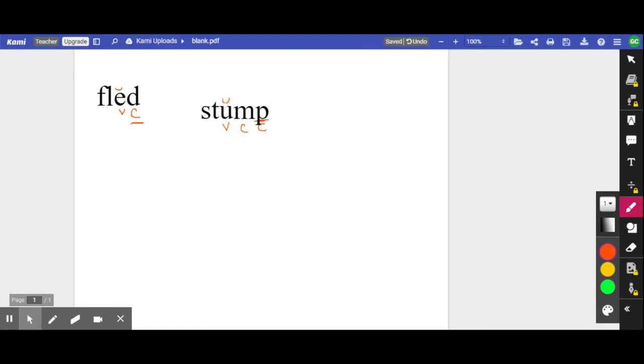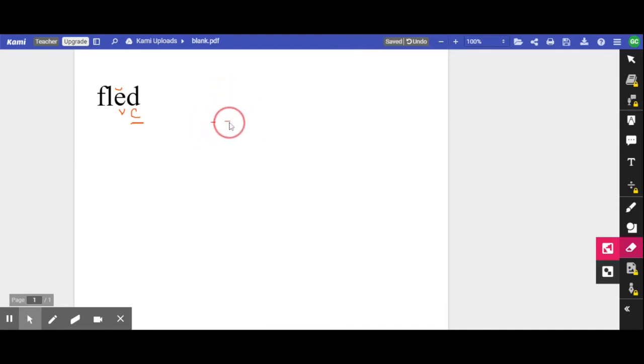So this short sound tells me that U says uh, and so now I can sound out the word and read it. Stump. All right, so now that we can see that that works with one syllable words, let's move on to two syllable words.